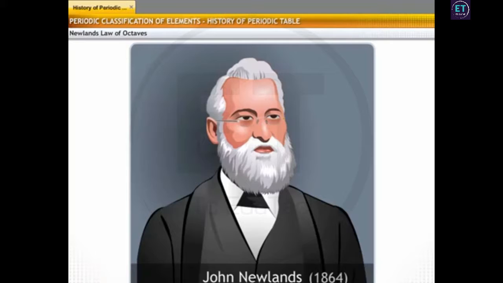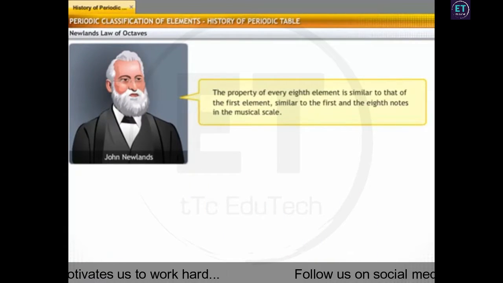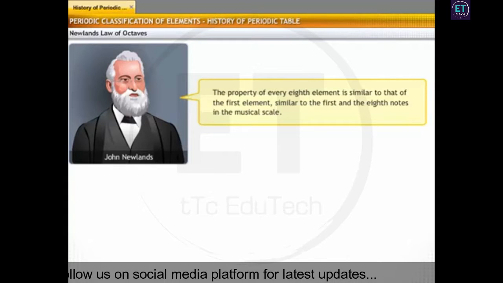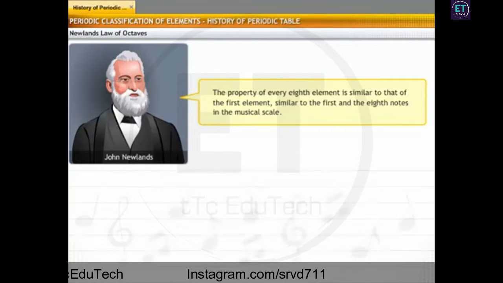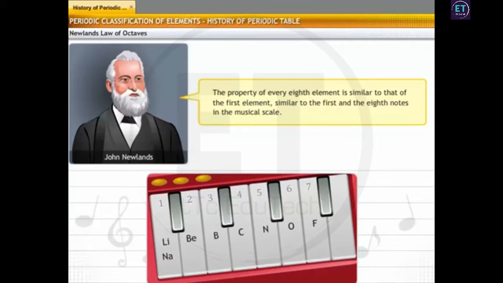The next attempt came in 1864 when an English chemist, John Newlands, stated his observations in the form of Newlands' Law of Octaves. Newlands noted that when elements are arranged in increasing order of their atomic weights, the property of every 8th element is similar to that of the first element, similar to the first and the 8th notes in the musical scale. Consider the list of elements with their atomic weights in increasing order.